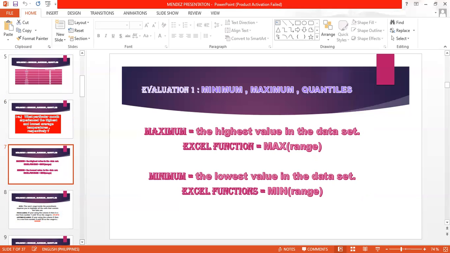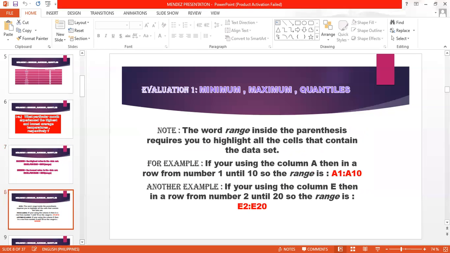The Excel function is equals MAX open parenthesis range then close parenthesis. While minimum, from the word min, means the smallest or the lowest value in the data set, and the Excel function is equals MIN open parenthesis range then close parenthesis. Note the word range inside the parenthesis requires you to highlight all the cells that contain the data set.